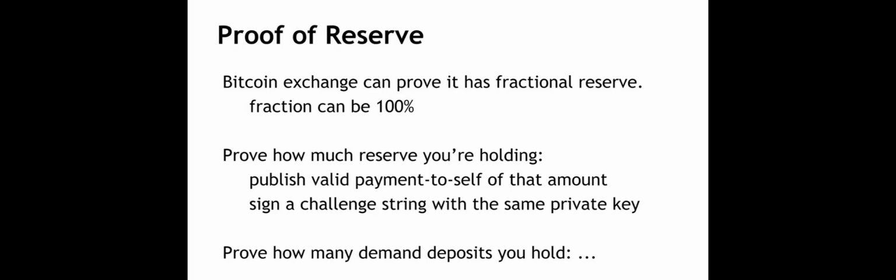And if you can prove those two things, then somebody can simply divide those two numbers, and that's what your fractional reserve is. One more thing to note before we go on and talk about how you prove how many demand deposits you hold, that's the tricky part, is that in proving how much reserve you're holding, you could underclaim. That is, the organization might have 150,000 Bitcoins, but choose to make a payment to self of only 100,000. And so this proof of reserve doesn't prove that this is all you have, but it proves that you have at least that much.